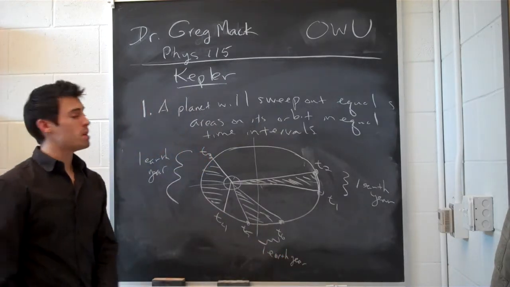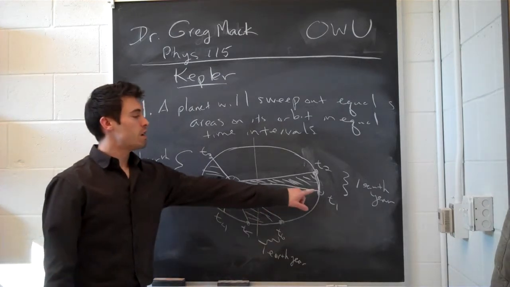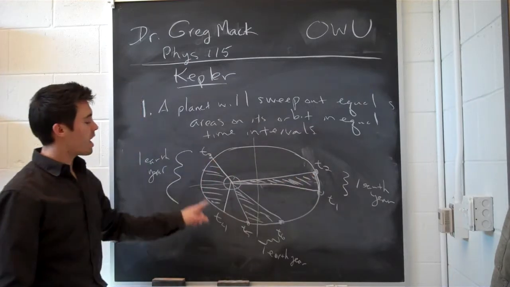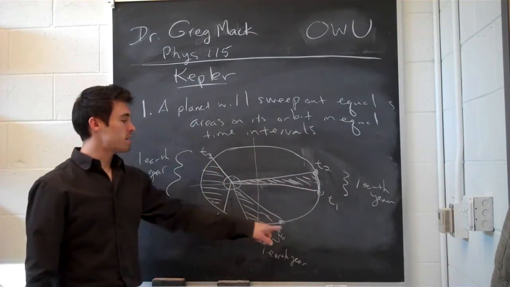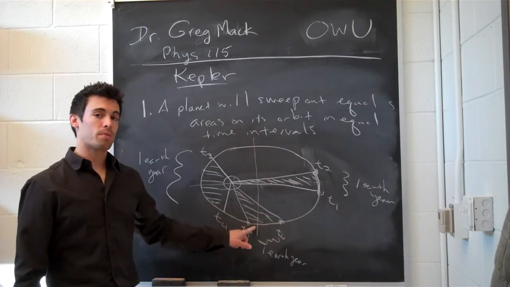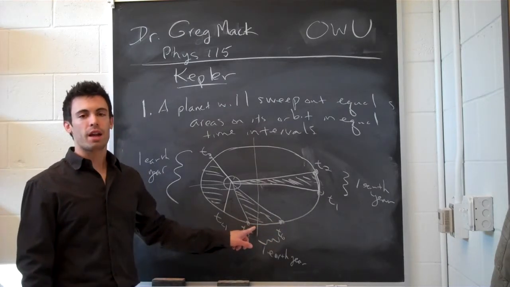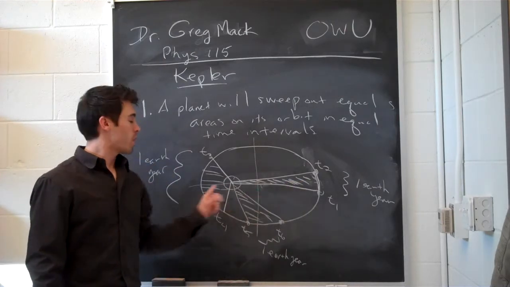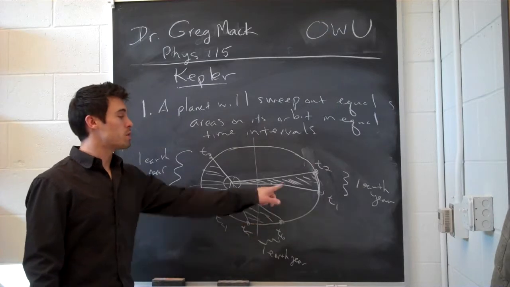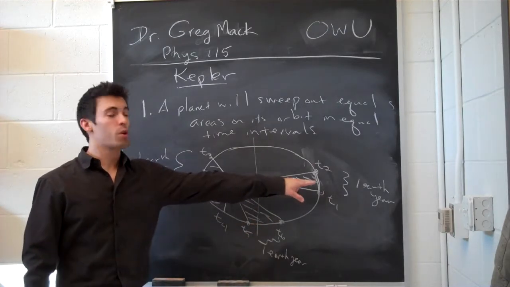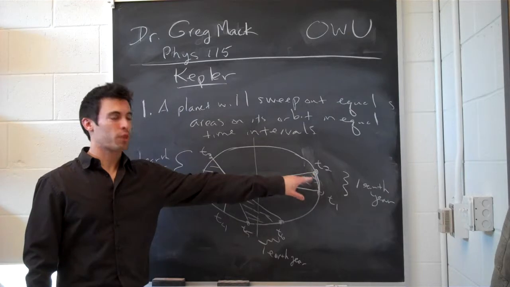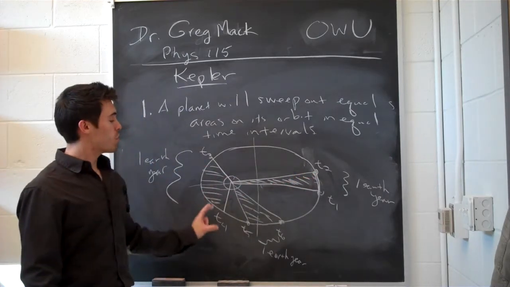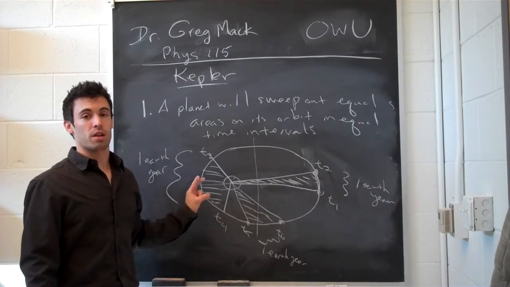So what does this actually mean? It means that this time to traverse this amount of orbit is the same as this time to traverse this amount of orbit, is the same as this time to traverse that amount of orbit. So the speeds of the planet as it moves around are different. The speed here is slower compared to here, and this is in between those 2 speeds. So the further you are from the sun, the slower the planet is moving. The closer you are to the sun, the faster the planet is moving.